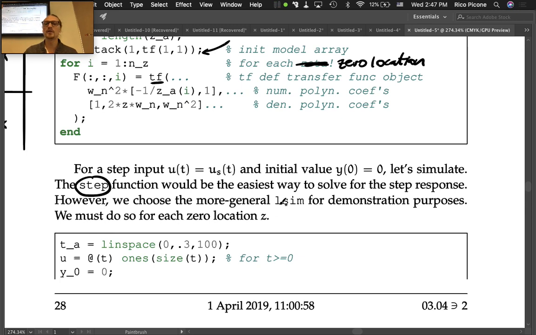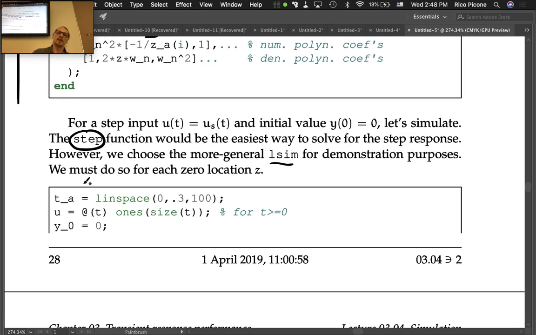So MATLAB's got a step function, step, that works pretty well. However, we choose the more general LSIM for demonstration purposes because I want to show you guys different tools and not just always use the easiest tool for everything. So LSIM is a little bit more advanced. It allows you to simulate for a transfer function you've defined or a state space model that you've defined. You can simulate the response of a system to an arbitrary input and initial conditions.